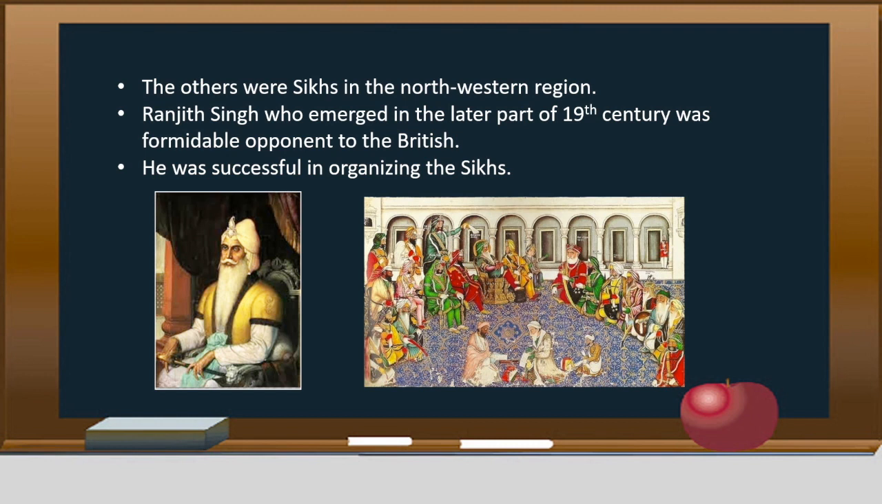The other hurdle was the Sikhs in the northwest region. Other than Mysore and the Marathas, the Sikhs in the northwest region were also a great hurdle. In Punjab, Maharaja Ranjit Singh, who emerged in the later part of the 18th century, was a strong, formidable opponent to the British. And Maharaja Ranjit Singh was successful in organizing all the Sikh leaders.